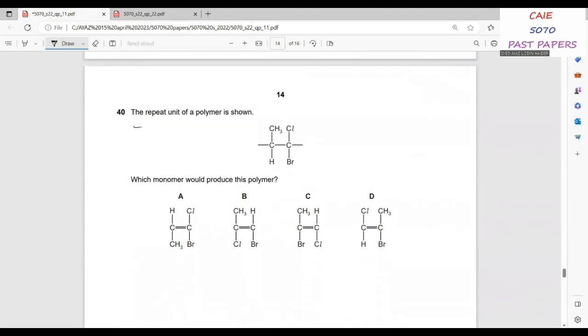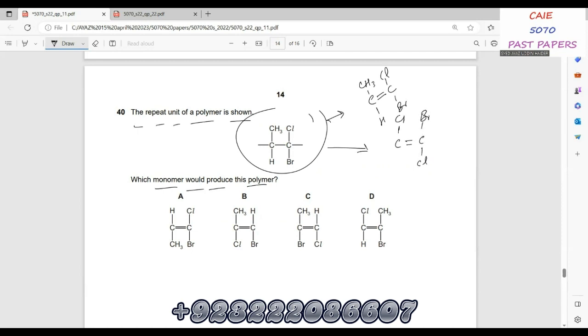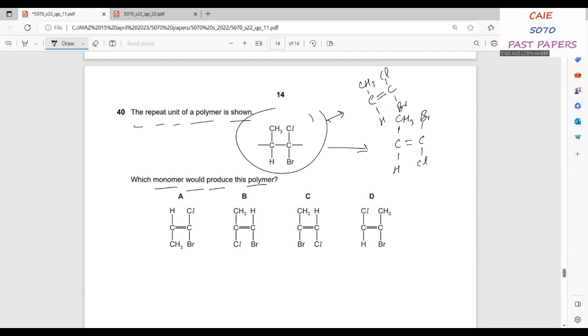40. The repeat unit of a polymer is shown. This is a repeat unit for a polymer. Which monomer would produce this polymer? Now I am writing the possible monomers. Even this one also gives this polymer. So only one choice is correct here, and that is A.